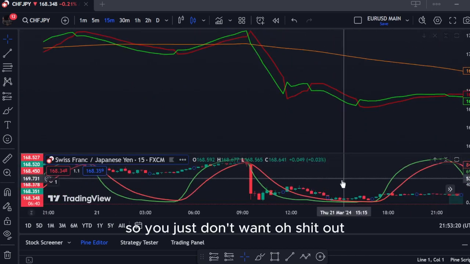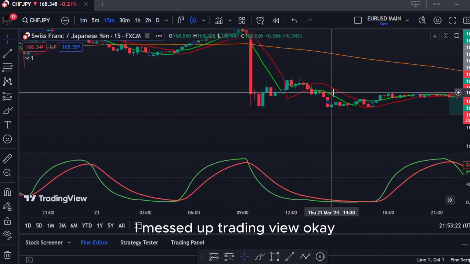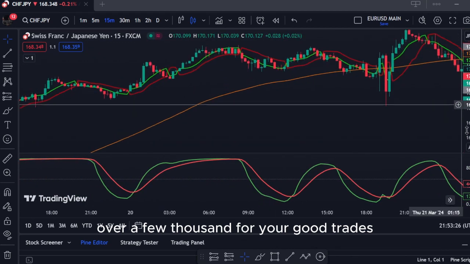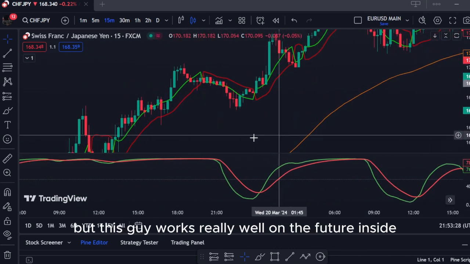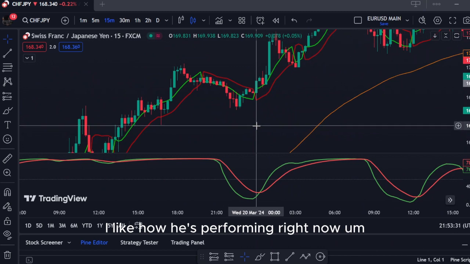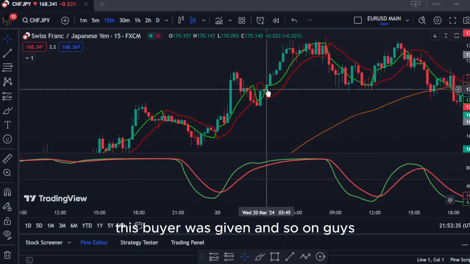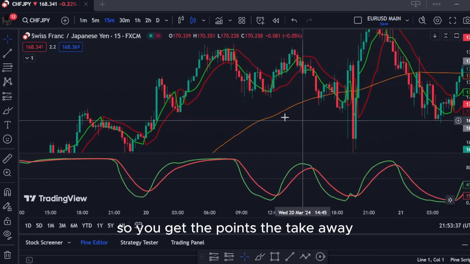So you just don't want, oh, I've messed up TradingView. Okay, it's back. You don't want something that over-filters all your good trades, but this one works really well on the filtering side. I like how it's performing right now, but maybe tweaking here and there to get the balance. This buy here was given, and so on, guys. So you get the point.